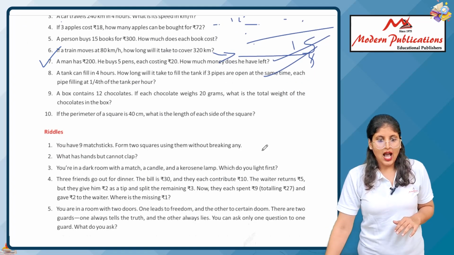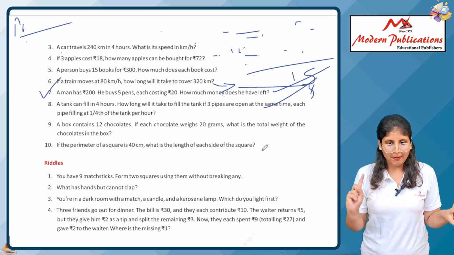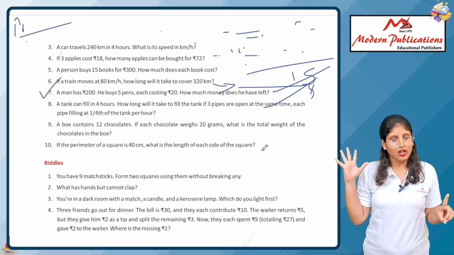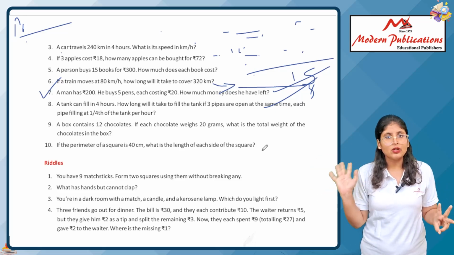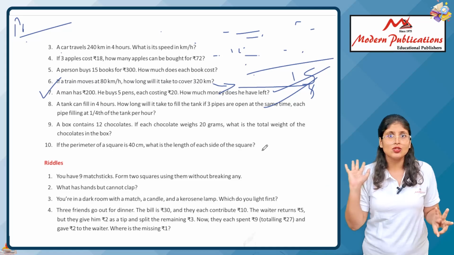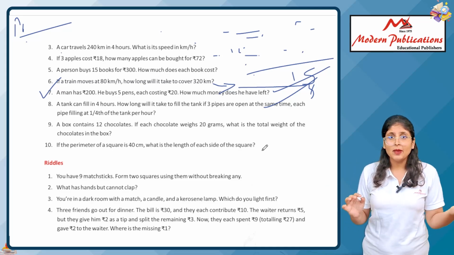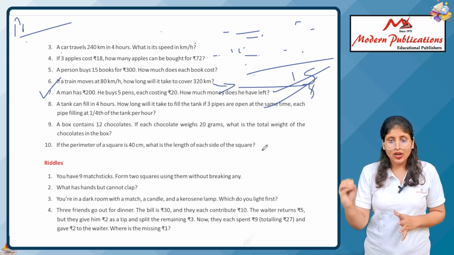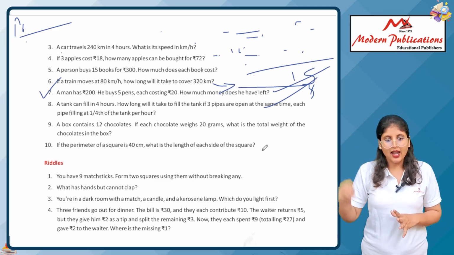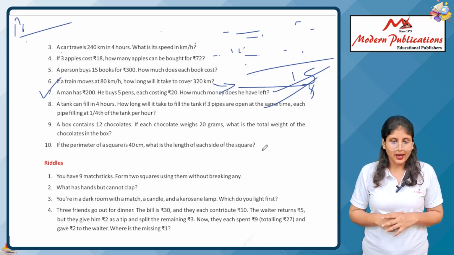Next is the 7th one. The 4th one is clear. With the cost of 1 apple we can find how many apples for 72. A person buys 15 books for 300. Each book's cost we can find by 300 divided by 15, it comes to 20. Next, if a train moves 80 km per hour, the speed is mentioned and the distance is mentioned. We have to find the time. So here we write 320 divided by 80. So it comes to the time.